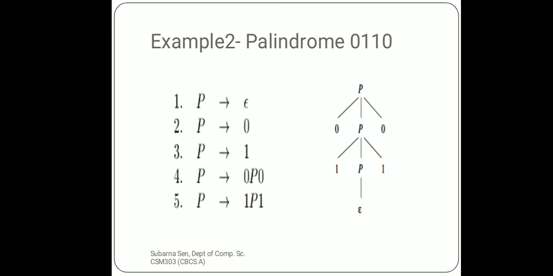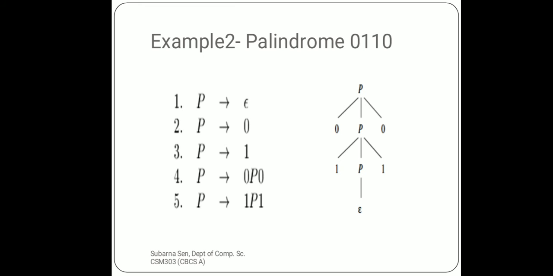Okay. The next example shows a tree for generating a palindrome, say 0, 1, 1, 0, using the production rules given on the left hand side of the slide. Firstly, we have to keep in mind our string should start with 0 and end with 0. Our ultimate motive is to derive the string 0, 1, 1, 0. So the first rule that we are going to use should have 0 at both ends.